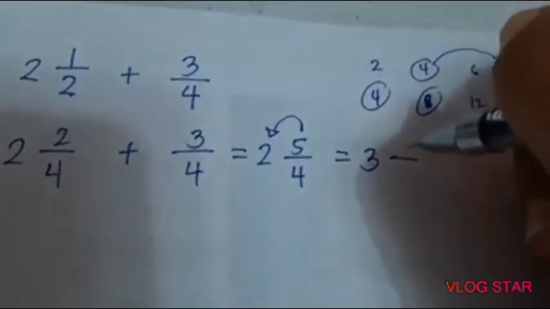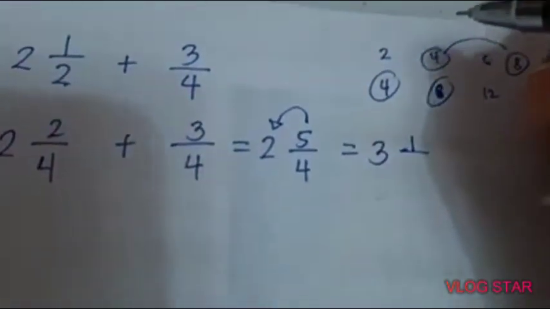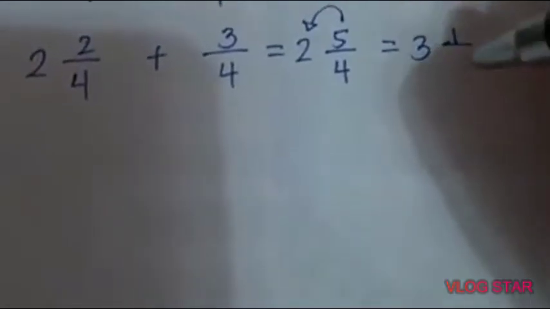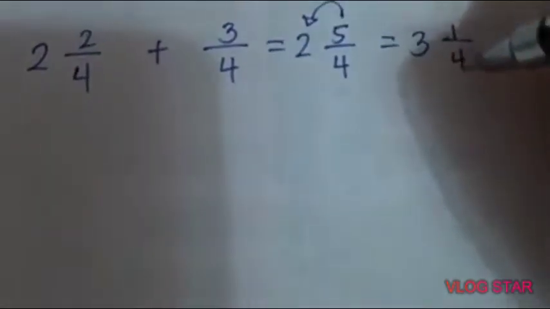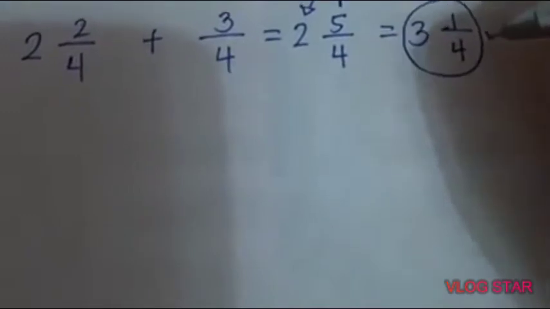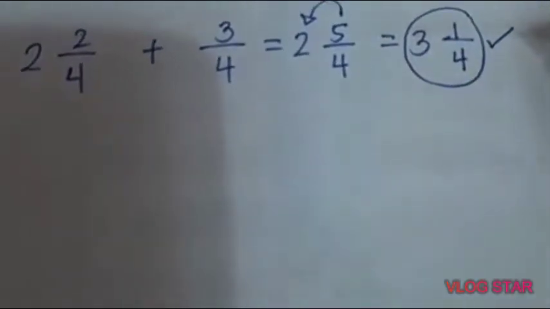You have 1. So 1 will be your numerator and copy the denominator. So you will have 3 and 1/4. So that is now your final answer.